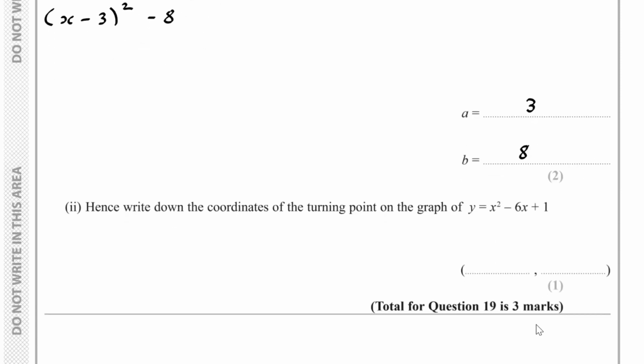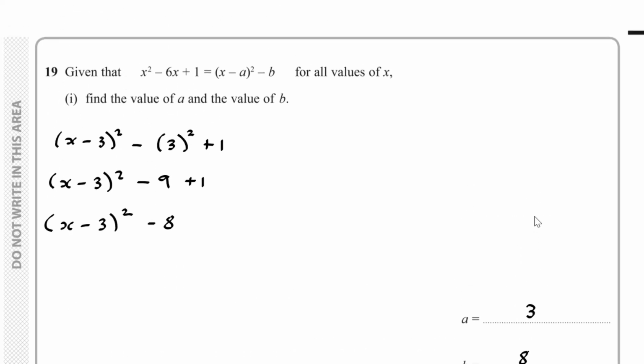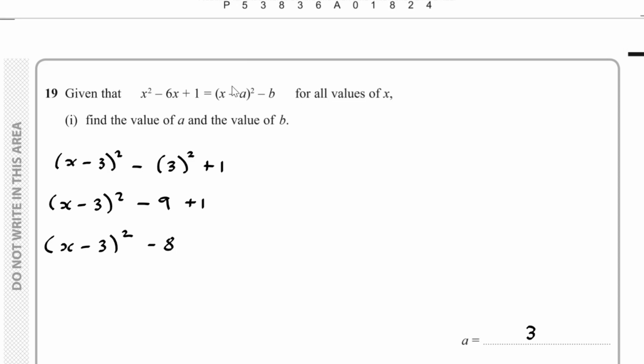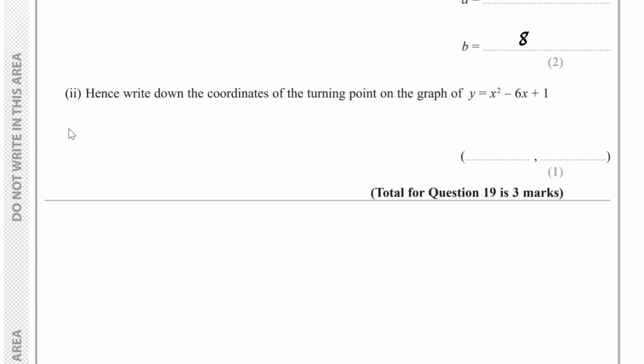And now for the next part of the question, hence write down the coordinates of the turning point of the graph y equals x squared minus 6x plus 1. Well, if we've been given an equation in the form x minus a all squared minus b, we can therefore conclude that the turning point has coordinates (a, minus b). So therefore the coordinates of the turning point are (3, minus 8).